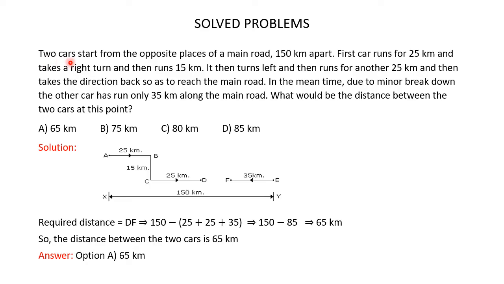Two cars start from the opposite places of a main road 150 kilometers apart. The first car runs for 25 kilometers and takes a right turn and then runs 15 kilometers. It then turns left and runs for another 25 kilometers and then takes the direction back so as to reach the main road. In the meantime, due to a minor breakdown, the other car has run only 35 kilometers along the main road. What would be the distance between the two cars at this point?